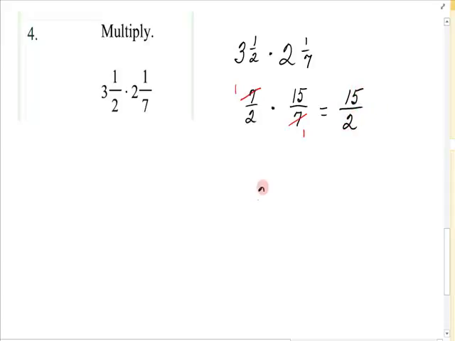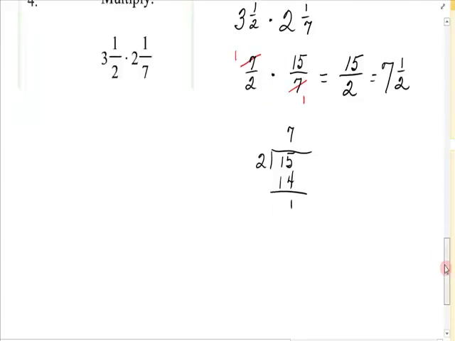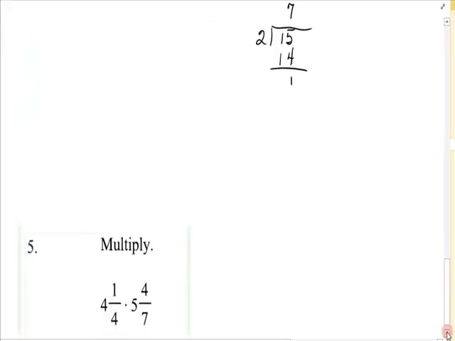Can't leave it improper. 2 goes into 15 7 times. That's 14. Subtract from 15, get 1. It is the whole number 7 and the fraction 1/2. It is 7 1/2. Start with mixed numbers, go to improper, do your canceling, multiply, change it back. All right, we have one more to look at.